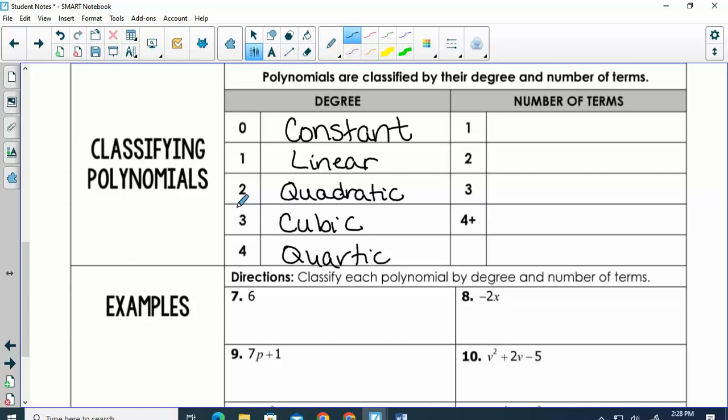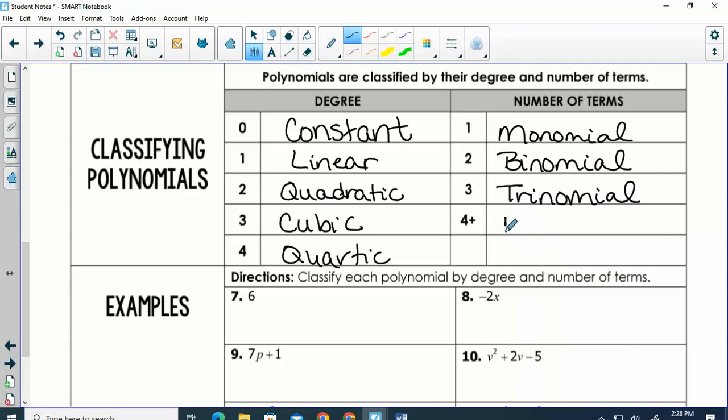Number of terms, that's how many pieces are added together. So if it's just one term, it's called a monomial. 2 terms is binomial. 3 is trinomial. And then after that, if it has more than 3, we just say polynomial. It doesn't get a special term.